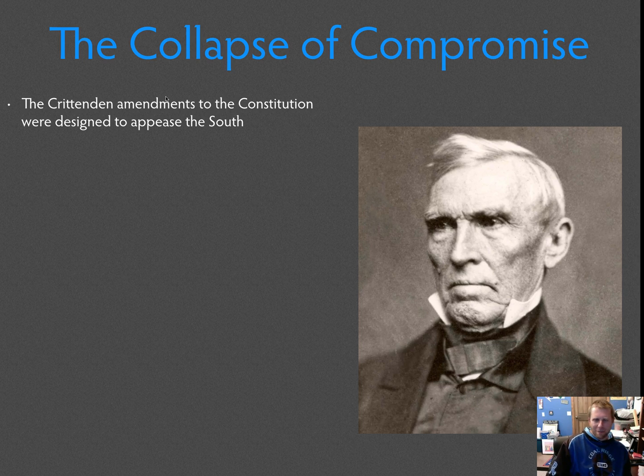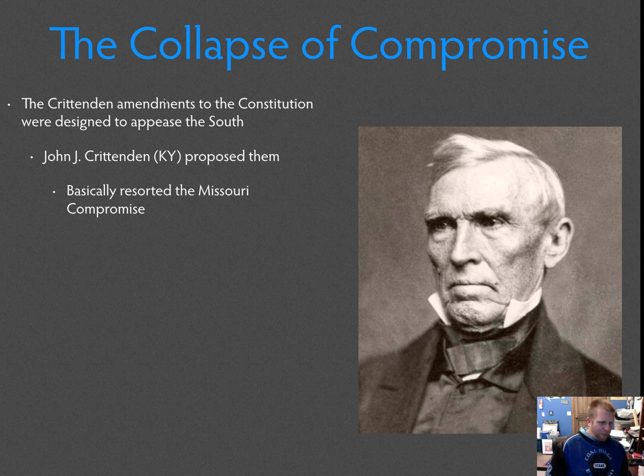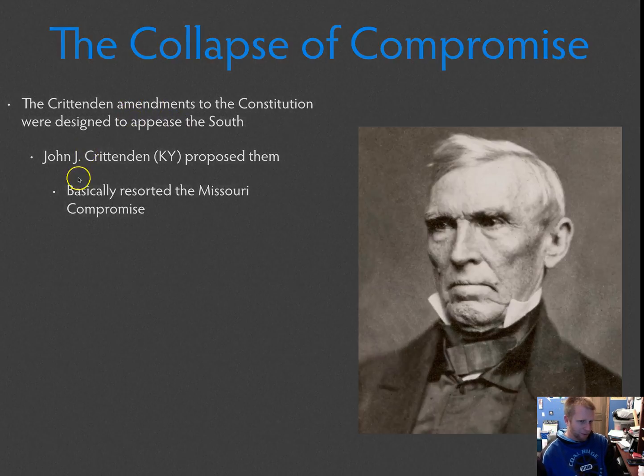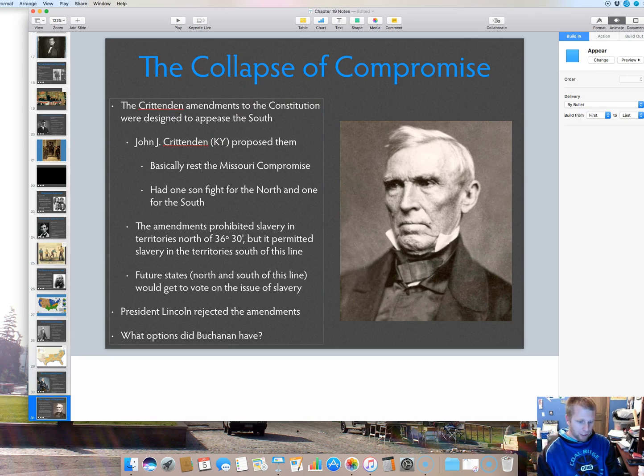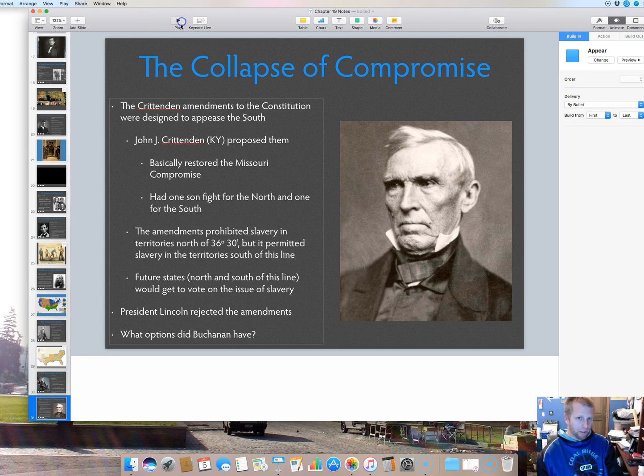You have the Crittenden amendments of the Constitution, which were designed to appease the South. John Crittenden of Kentucky, a border state, proposed these. They basically restore the Missouri Compromise, not restore the Missouri Compromise. We'll fix that real quickly. Hey, look. You guys should just hit pause for a second. Hey, look at that. We fixed it. Yay.